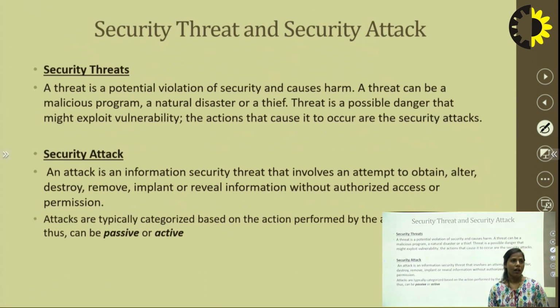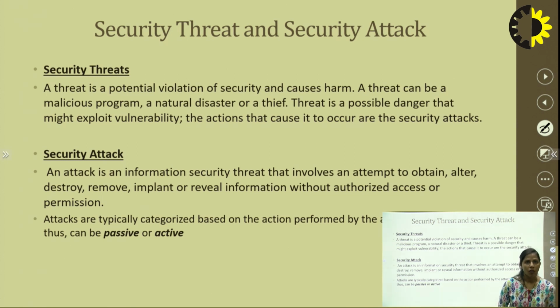Next, let us discuss security threats and security attacks. First, the security threat. What is a security threat? A threat is any damage, any violation which causes harm. A security threat can be a malicious program, a thief accessing something, or a virus. It can be a particular program which can cause harm to our system. So it is a potential violation of security which causes harm to our system, our software, or the resources which we are using.